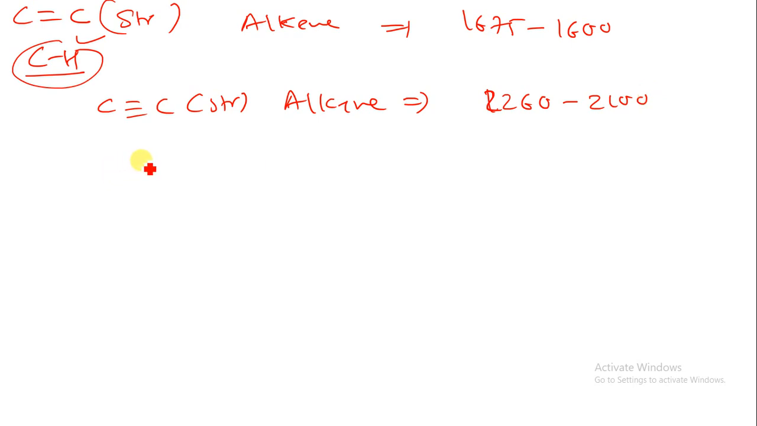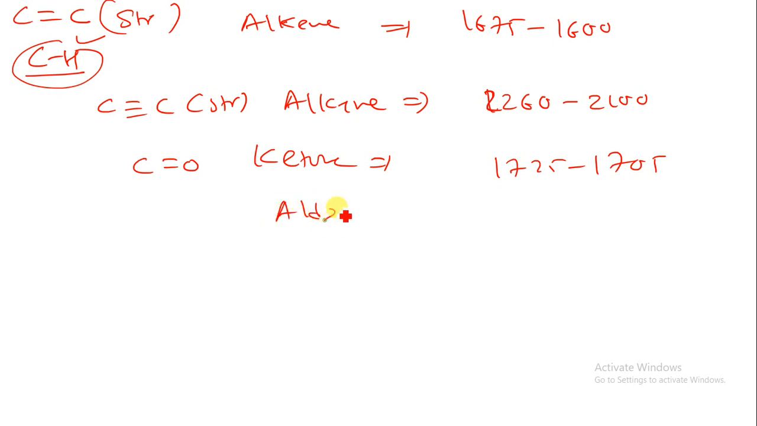Now, one of the most important peaks is the ketonic peak, or carbonyl peak. This ketonic peak comes at 1725 up to 1705 centimeter inverse. This carbonyl peak can be different for different functional groups. Suppose we have C double bond O, that is the ketonic group. This can also occur in the aldehyde, the acid, the amide, and the acid chloride.